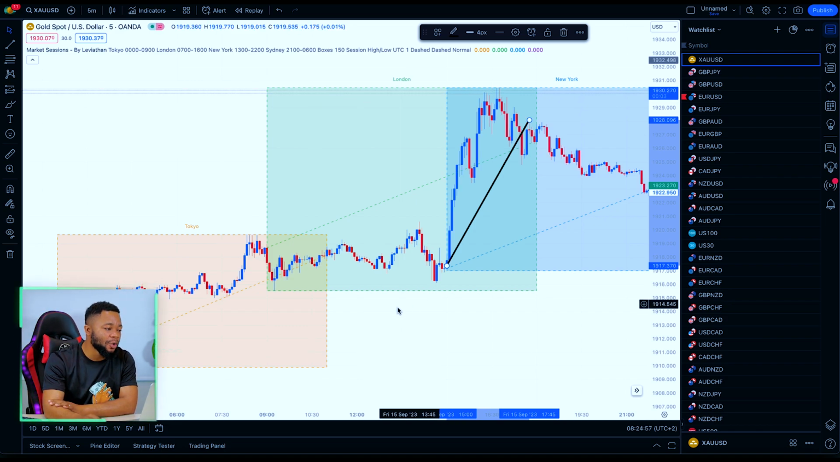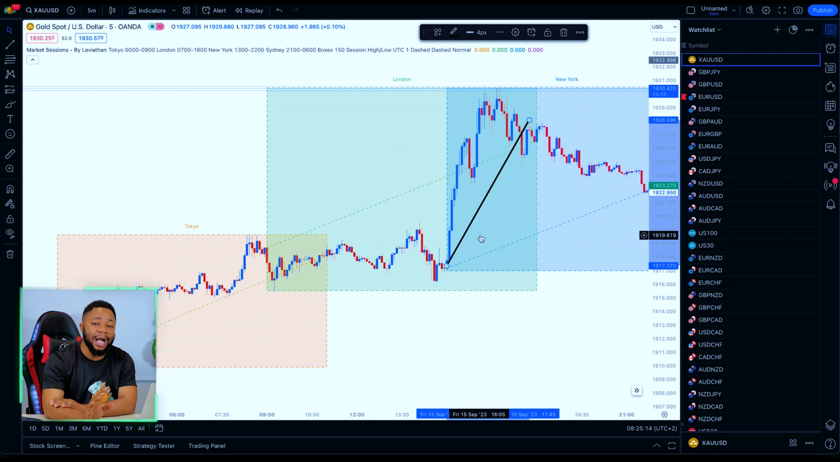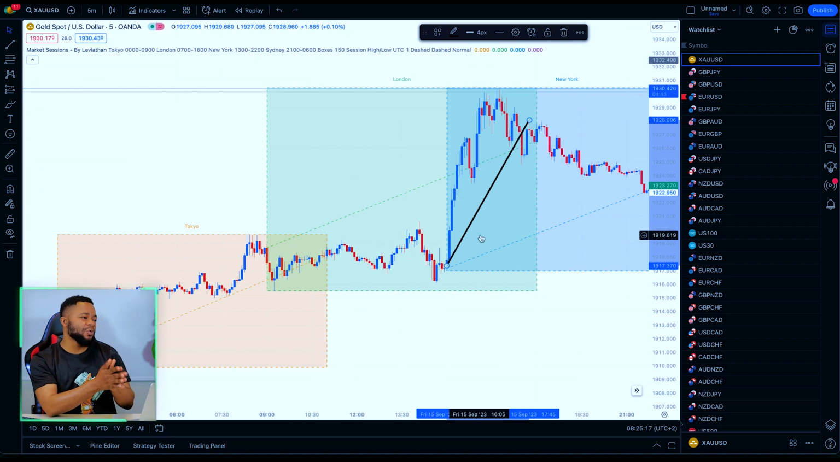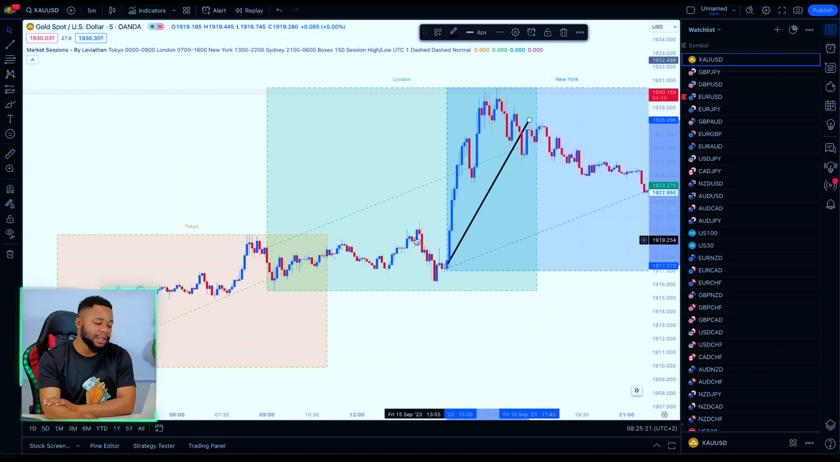Before I go into those points, the indicator: you just come to your TradingView, click on Indicators and search for this indicator. It's called Market Sessions by Leviathan. That is the indicator that will show you these market sessions according to time, where they are starting and where they are ending. Good.